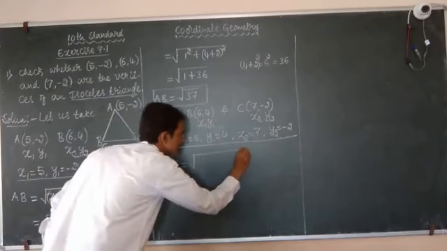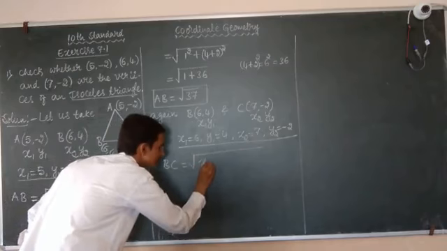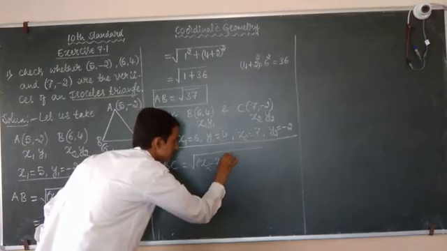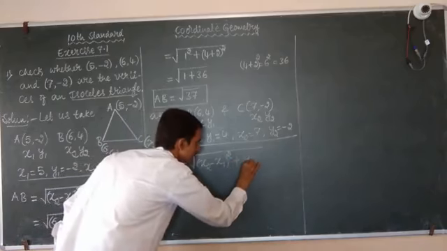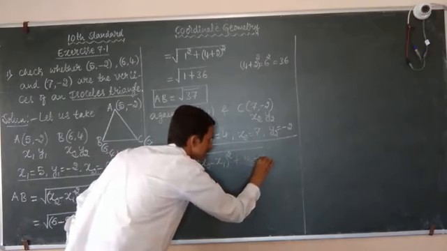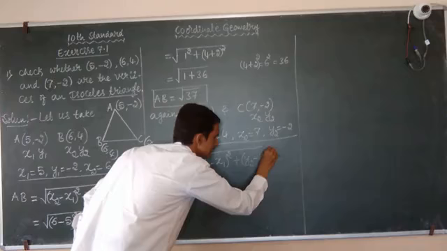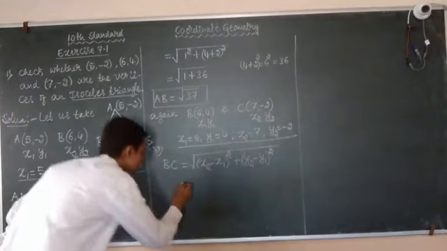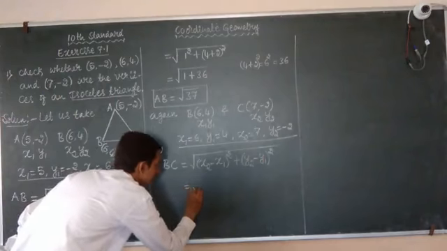BC equals root of (x2 minus x1) whole square plus (y2 minus y1) whole square. So observe, now substitute and simplify. Find out the values.